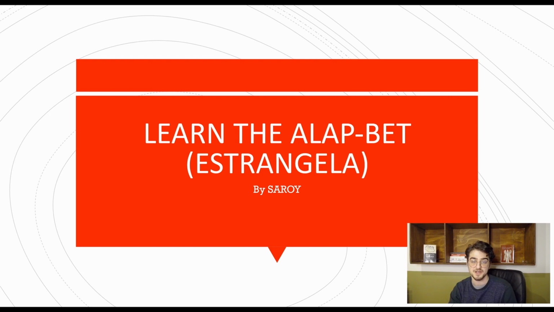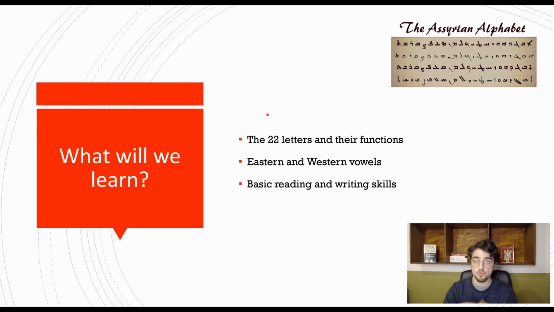Today I will teach you guys the Alap-Bet, the Estrangellat. The Alap-Bet is the alphabet. This is the alphabet of the Assyrian Aramaic language. Let's get started. So, what will we learn exactly in this video?